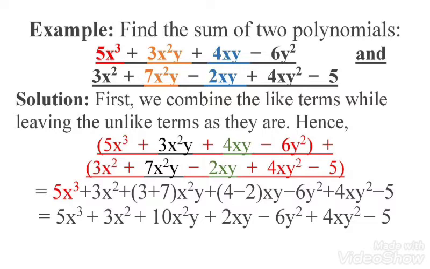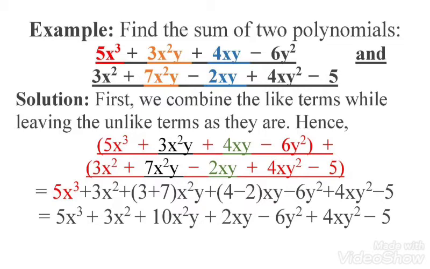As in it, you see 5x cube, there is no other cube in it. Then 3x square. These are unlike terms in both the expressions. But 3x square y and 7x square y, here the variables and the exponents are same. Therefore, we will add it. 4xy minus 2xy, we will again add it. And now we see minus 6y square plus 4xy square minus y. These are all different. Therefore, we will not touch it.